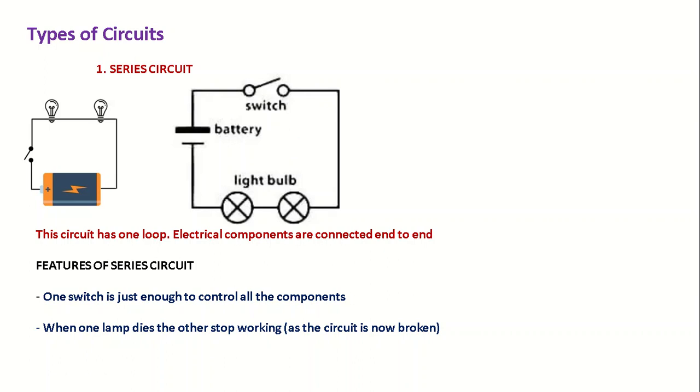Some of the features are: one switch is just enough to control the entire circuit, to control the flow of current. And when one lamp breaks or dies, the other one stops working. This is because there's a gap created in the circuit, and once a gap is created, current cannot flow.